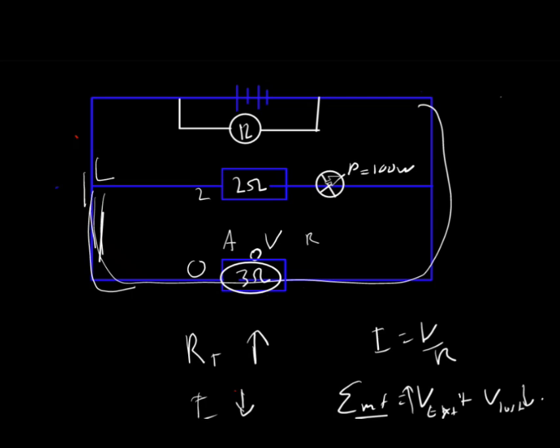So it means that there won't be a reading on this, there won't be a brightness, there won't be a power here, or whatever voltage they ask about here, because all the current will pass through the shortcut. So literally, that is how it is.